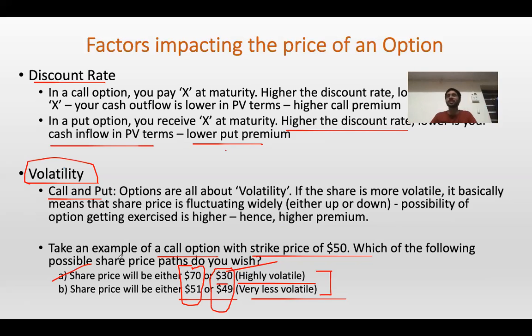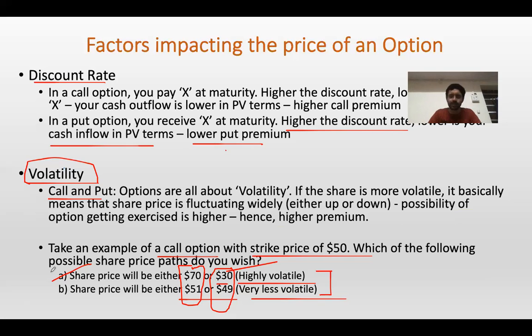In the case of a put option, the higher the discount rate, the lower the premium. The reason being, the higher the discount rate, the present value of the cash inflow is actually going to be less. So with a lower cash inflow, you don't like this put option, right? So that's why you are ready to pay a lower premium.